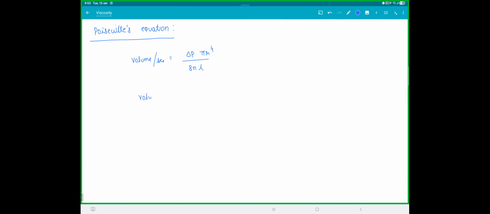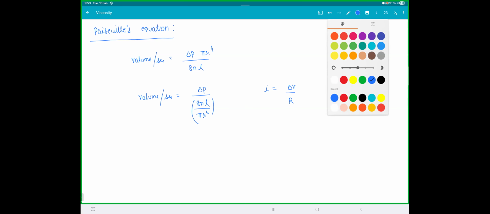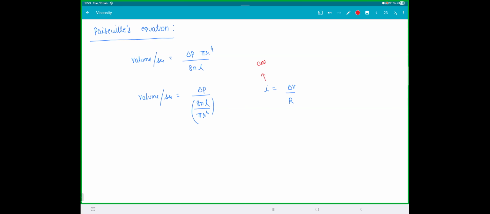You can rearrange this equation a bit. So volume per second becomes delta P divided by (8 eta L by pi R power 4). Now, if you look at this equation, it looks like I is equal to delta V by R. I is your current flow. Here it is a volume flow. Delta V is your potential difference. Here it is your pressure difference.